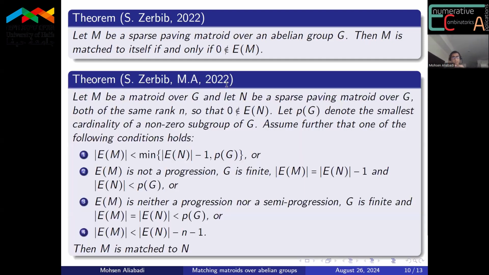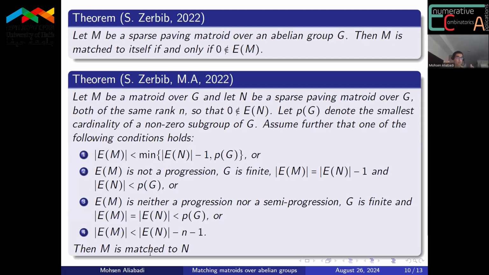So in the setting of sparse paving matroids, for the asymmetric situation, we have this theorem. We are assuming that M is a matroid and N is a sparse paving matroid, both of them have rank n, and again, the ground set of our second matroid does not contain the neutral element. Under these conditions, we guarantee that M is matched to N. And what are these conditions? In all of them, pretty much, the size of the ground set of the first matroid is less than or equal to the size of the ground set of the second matroid.